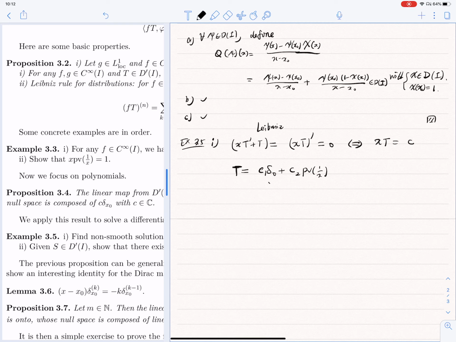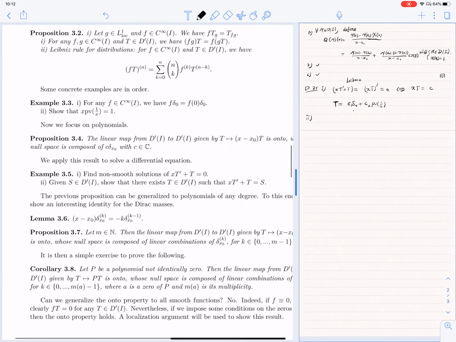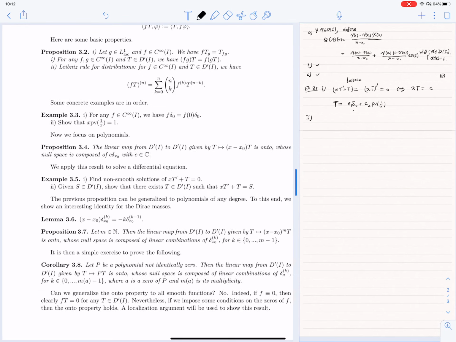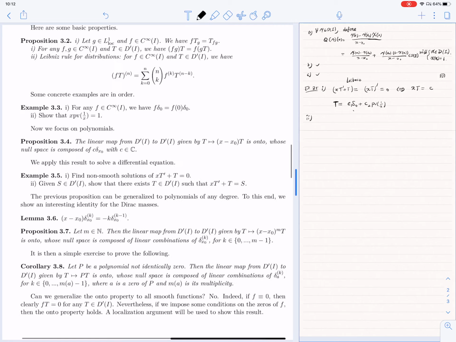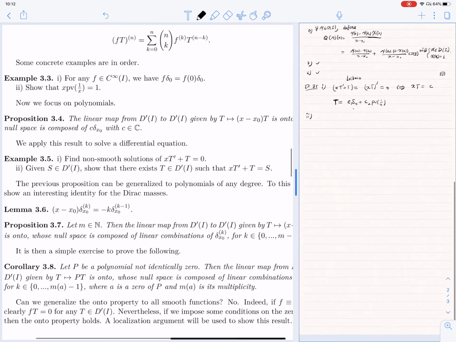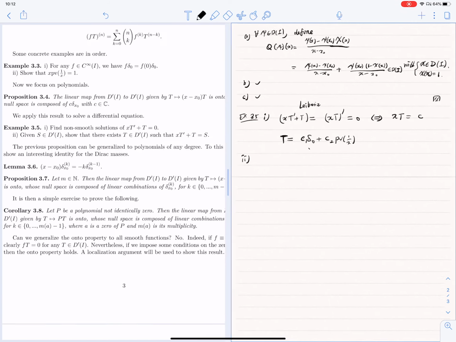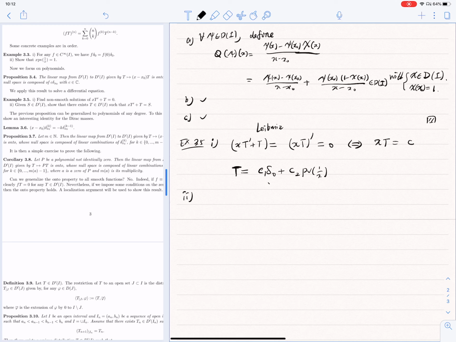Now let's see the next question in this example. We see it's not homogeneous anymore. So if we put an S on the right hand side, given an S distribution, show that there exists a T such that the differential equation is solved. This is a fairly simple exercise after we have understood the onto property of this multiplication.